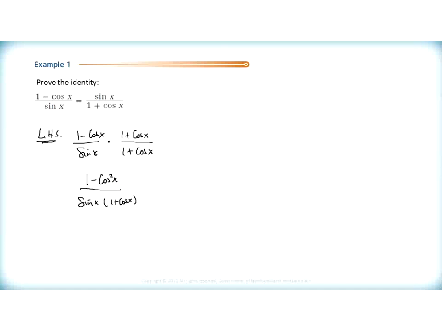The reason I do that, of course, is that my numerator is now 1 minus cosine squared, which by a Pythagorean identity is equal to sine squared. So I can rewrite that as sine squared over sine x times (1 plus cosine x). Now we can cancel a sine x in the numerator with a sine x in the denominator, which leaves a sine x in the numerator. So it becomes sine x over (1 plus cosine x), and that's exactly what we have on the right-hand side. So I've proven the identity pretty simply by multiplying numerator and denominator by the conjugate of 1 minus cosine.